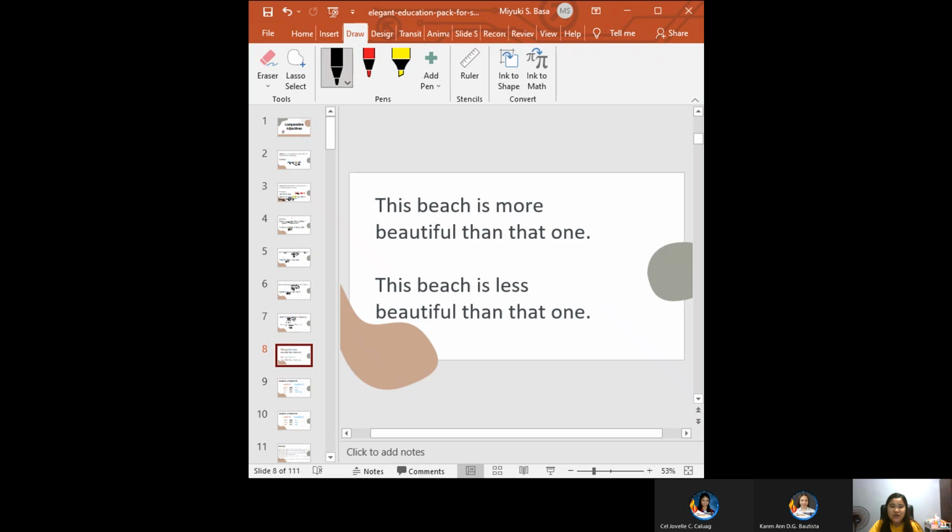Can you please read the first sentence, Miss Kaluwag? This beach is more beautiful than that one. Okay, thank you. So my question for you is, what do you think is the adjective in this sentence? Miss Kaluwag, what is the adjective in the sentence? The adjective in the sentence is beautiful. Okay, that's right. Beautiful is the adjective in the sentence.